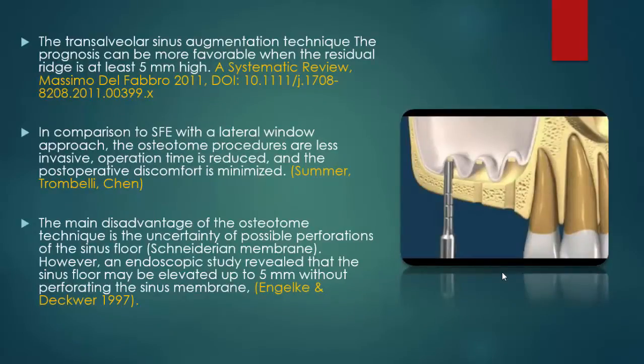هلا في systematic review لديل فابرو بال 2011 it shows that the transalveolar sinus augmentation technique, the prognosis can be more favorable when the alveolar bone height is at least 5 mm. يعني لازم يكون عندنا at least 5 mm حتى نحسن نعمل predictable vertical sinus lift.